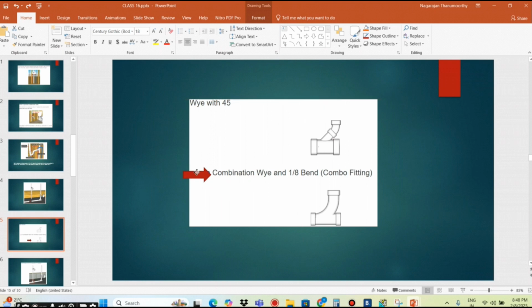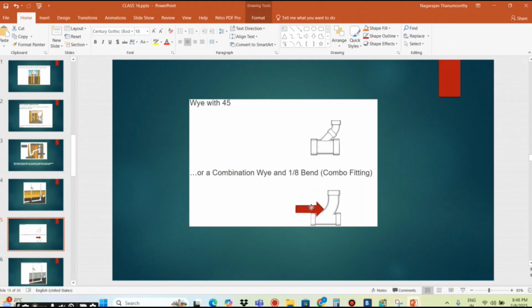We have to use the Y pipe or a combination Y with 1/8 bend. This is called a combo fitting. Have you seen this one? Combo fitting. It's like you see the radius of the fitting. No, sir, this one I didn't see. Okay. Why am I calling this a combo fitting? Because here you have two fittings: one is a Y pipe, then one 45 degree elbow. Here is a combination.